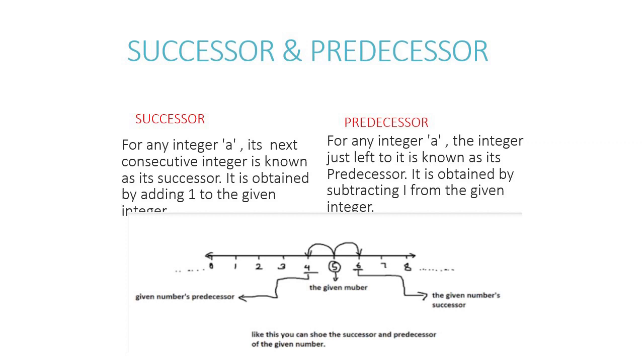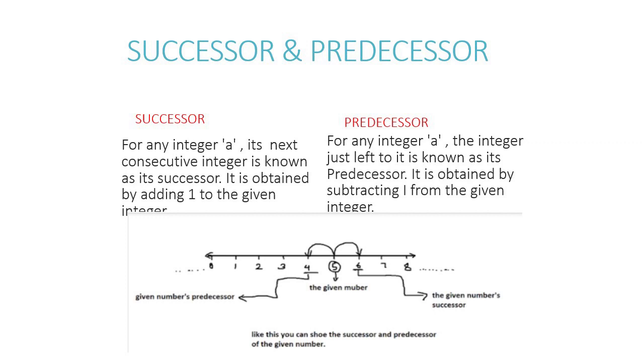Now, we'll be studying about successor and predecessor. This is nothing new. This you have studied in primary also, in class 6th also. So this is nothing new. This is new for integers. How will we do for integers?